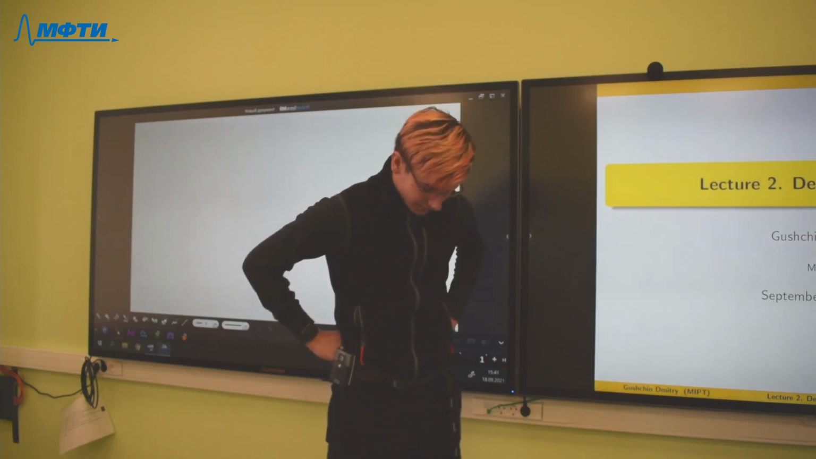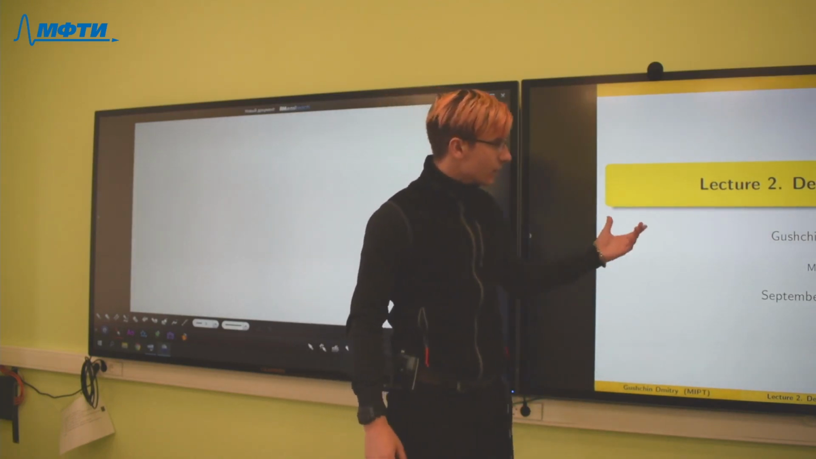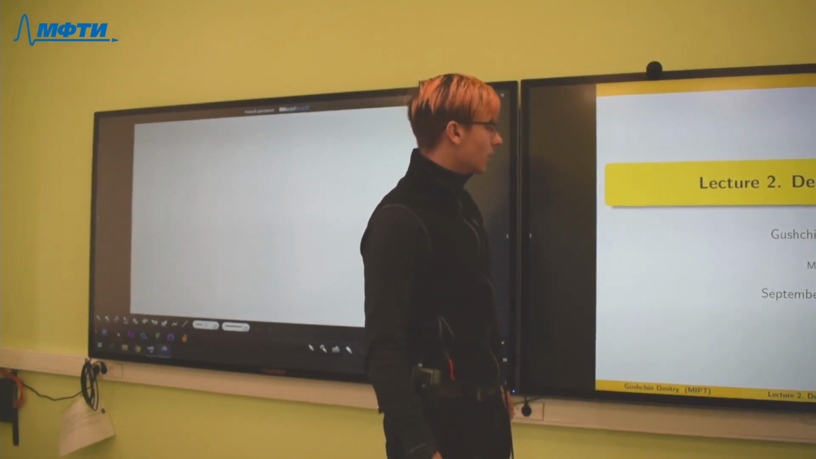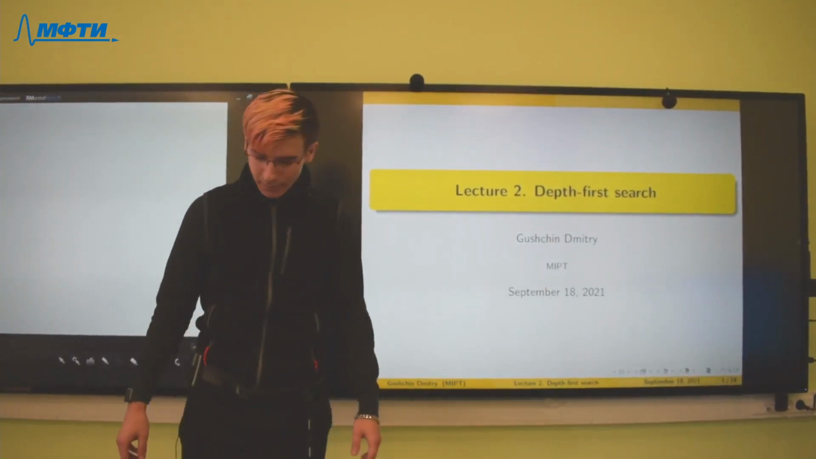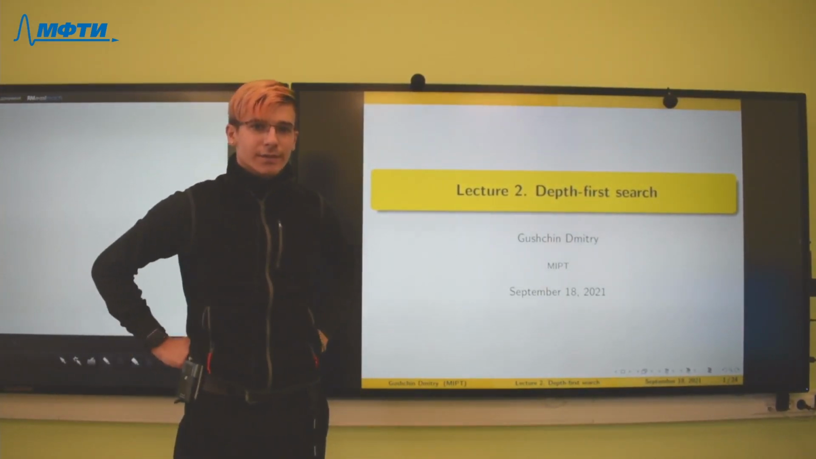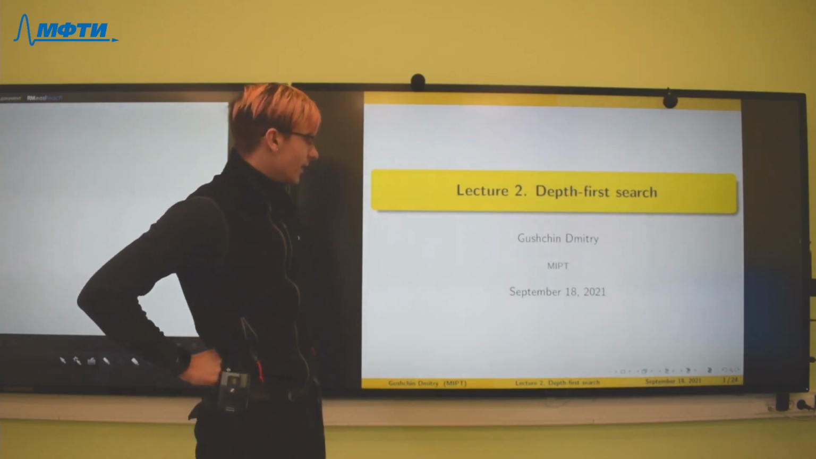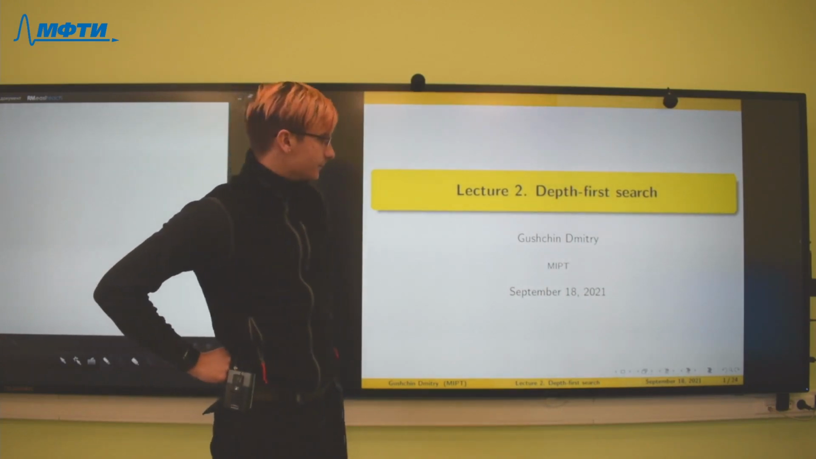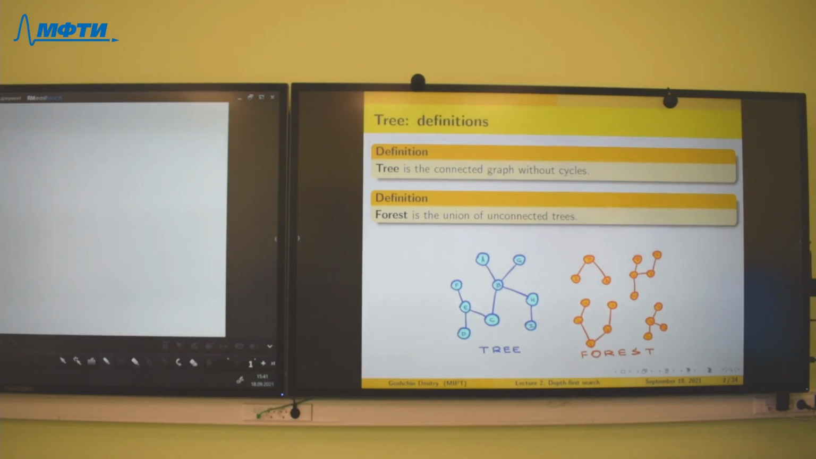Today we will talk about depth first search, shortly DFS. It's a similar algorithm to breadth first search, but it has another idea at the center of it. So we'll start, of course, with definitions.